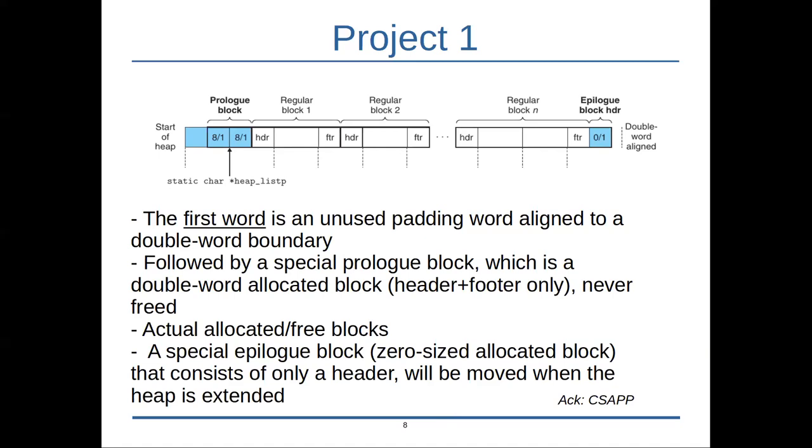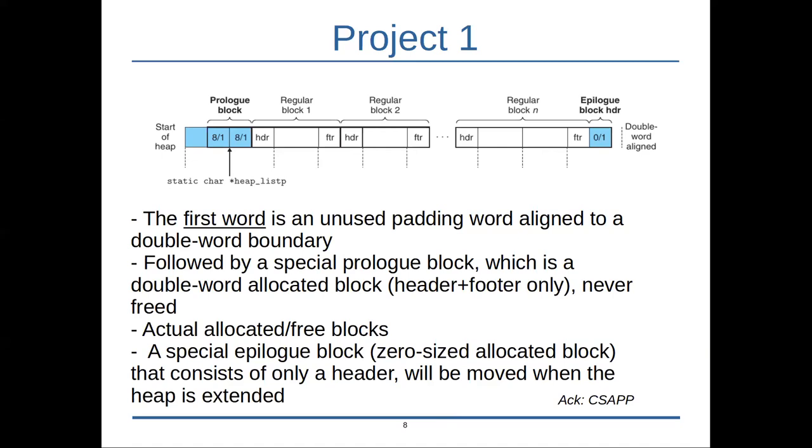Now, it's possible to also put this, so the textbook has this separate unused space and prolog space. In the case of prolog, you put header and footer, but the payload is basically empty, right? In the textbook, their word size is 4. Therefore, the prolog block is 8 bytes. I mean, in your case, it's going to be 16 bytes. So you can do that.